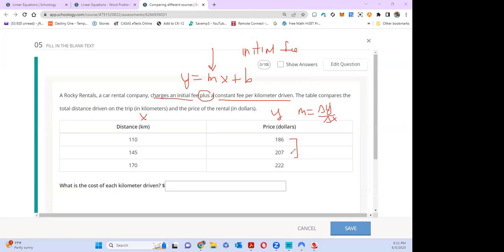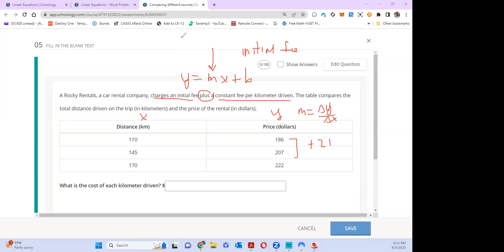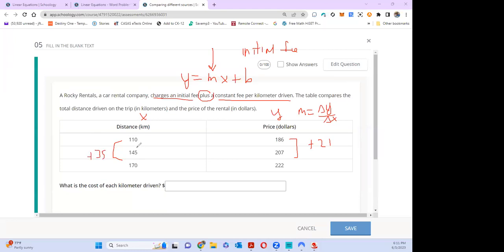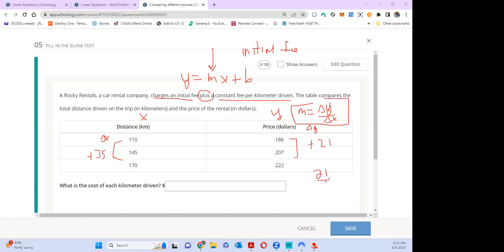There are several ways you can do it. You can do y2 minus y1, or you can throw it in your calculator. I'm going to do both, but when I'm given a table, I think of change in y over change in x. How do I go from 186 to 207? I go up plus 21. That's my change in y. Going from 110 to 145 is plus 35. That's my change in x. The slope formula is change in y over change in x, so I'm going to do 21 over 35.